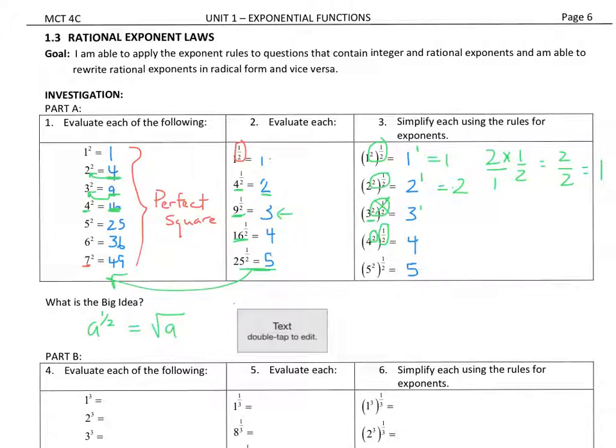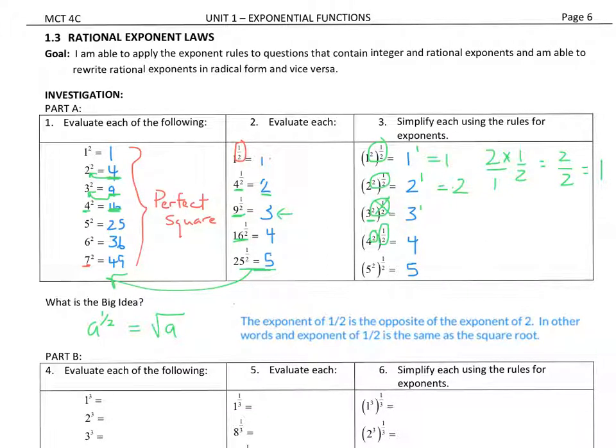Okay, I'll just type that in here. Okay, so what I've added in words is that the exponent of 1/2 is the opposite of the exponent of 2. In other words, the exponent of 1/2 is the same as the square root, because the square root is the opposite of exponent of 2. So that's what we have over here, and I just realized that my A almost looks like a 9, so I'm just going to fix that because I don't like misleading people. So there we are. A to the 1/2 is equal to the square root of A.